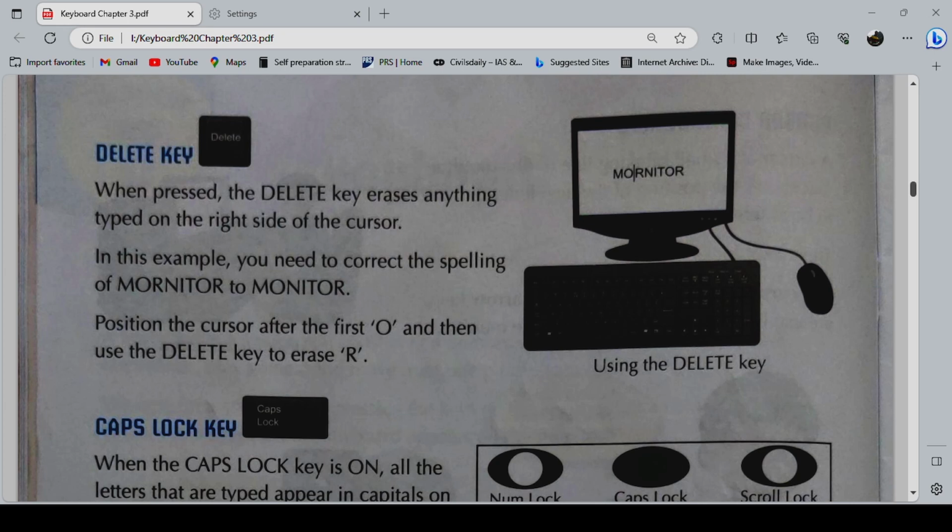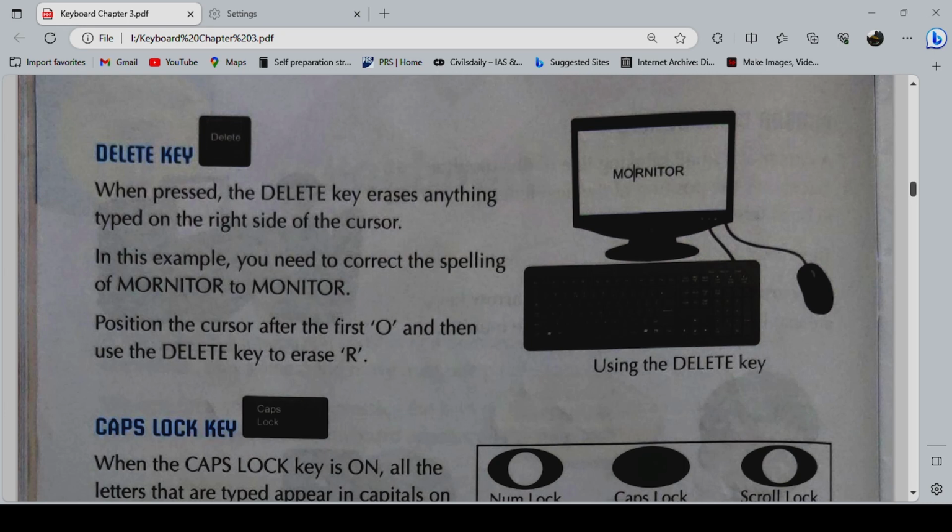So how will we erase the letter R with the help of the delete key? Will we put the cursor on the right or left? Should our cursor be blinking on the right side of the R or the left side? Right side. Press the delete key and it will get deleted. So the delete key will erase anything towards its right, and the backspace key will delete anything to its left.